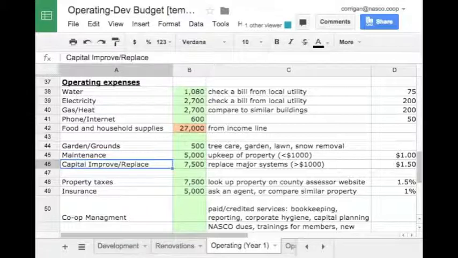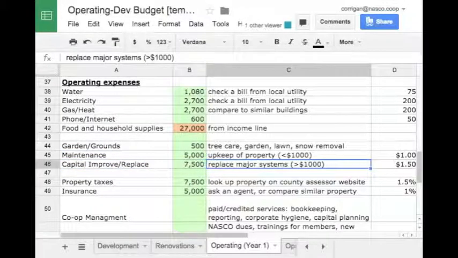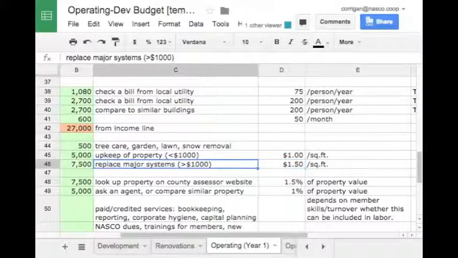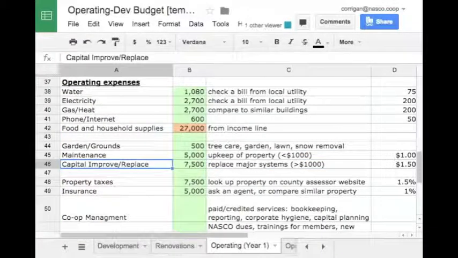So similar to maintenance, capital improvements, this is generally things that are going to be more than $1,000, where you're going to be replacing a major system that you expect to last for 5, 10, 20 years. So replacing a hot water heater, replacing the roof, replacing windows, retiling, redoing drywall in an area, upgrading electrical systems. Again, a very rough estimate here. You might do $1.50 per square foot. This can range fairly widely depending on the costs in your area and how high-end or budget of equipment and services you're trying to maintain the building to.